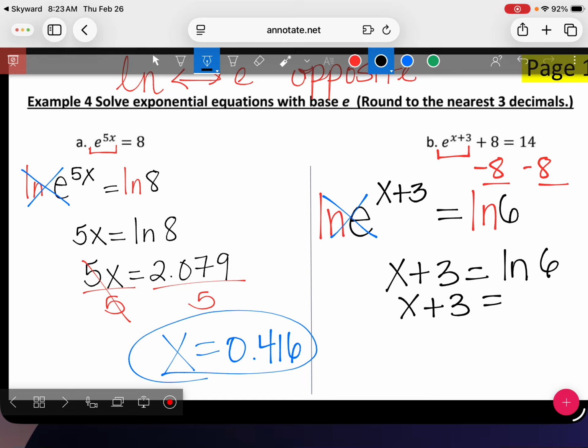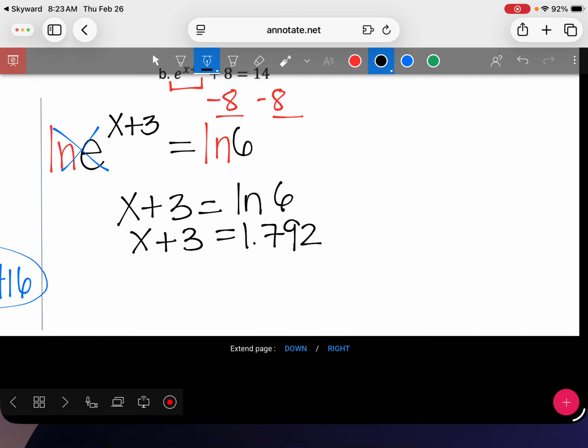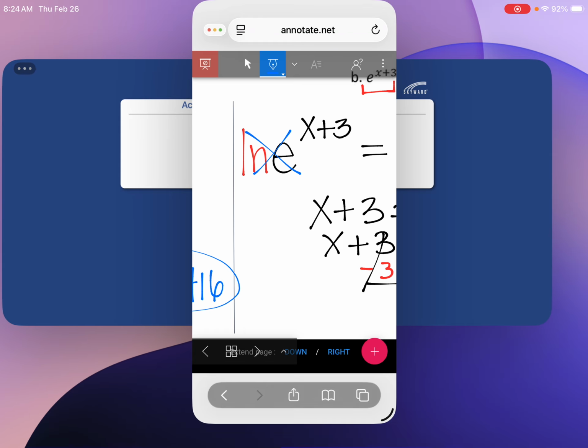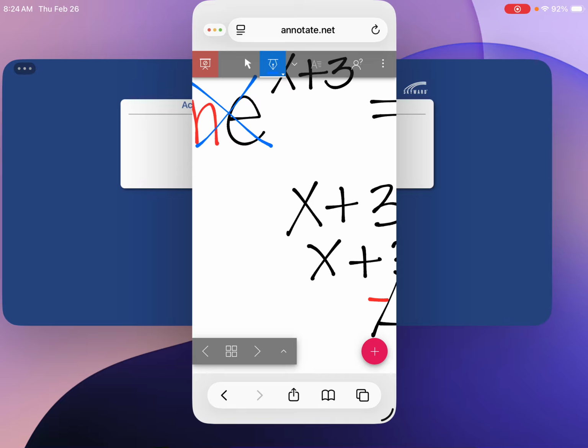And you get 1.792. But what do I have to do now to solve for x? Because that's x plus 3. Subtract the 3. So your final answer should be negative 1.208.